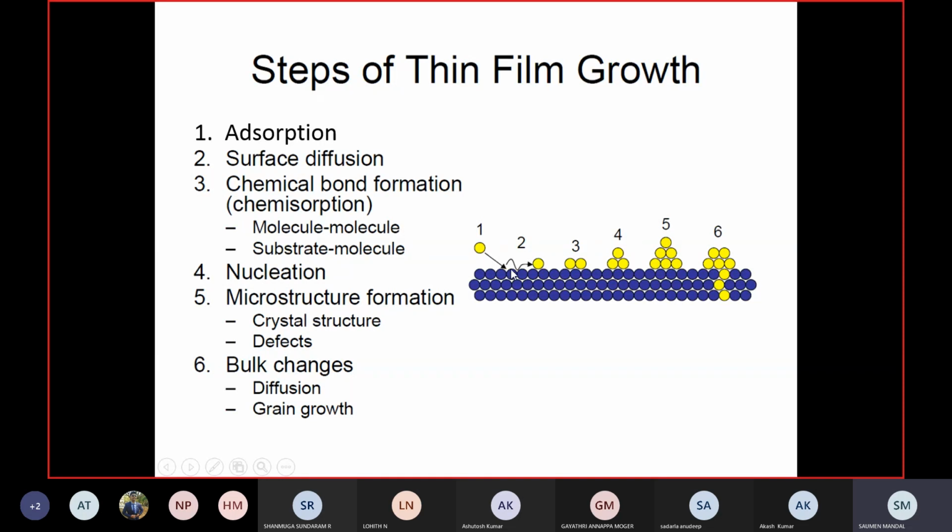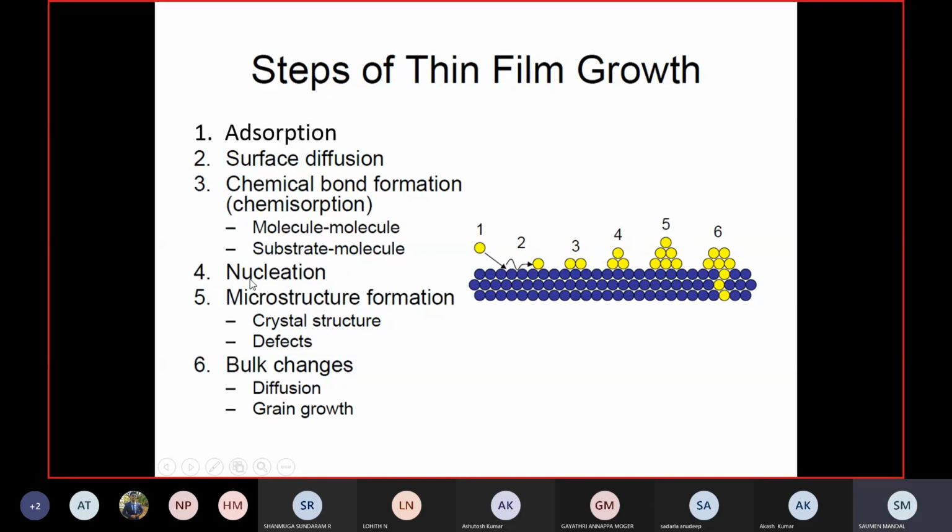Then second is surface diffusion, which is very important. Stage 1 adsorption we can call physisorption, and then during surface diffusion it will diffuse on the surface until it is chemisorbed. That is surface diffusion as stage 2, and stage 3 is chemical bond formation or chemisorption. Once it is chemisorbed, it will be kind of stable. But there is another possibility: after physisorption and surface diffusion, it can dissolve.